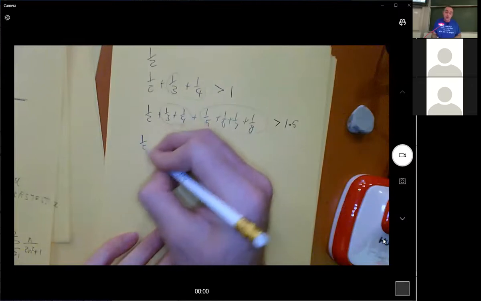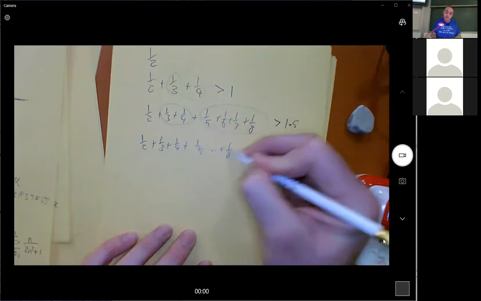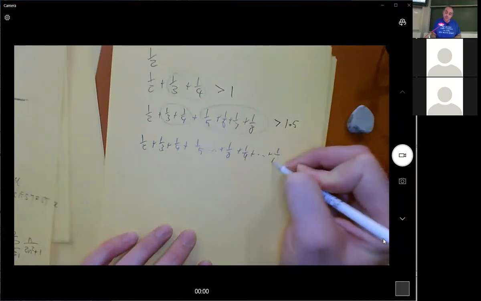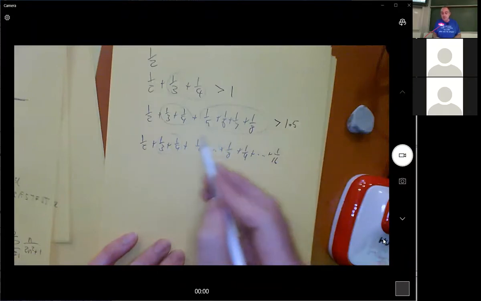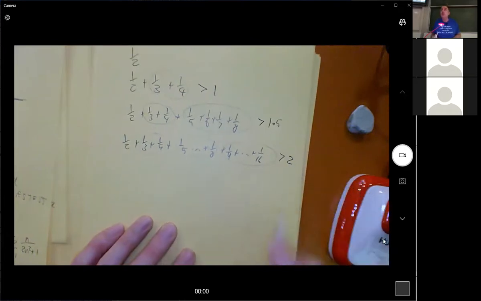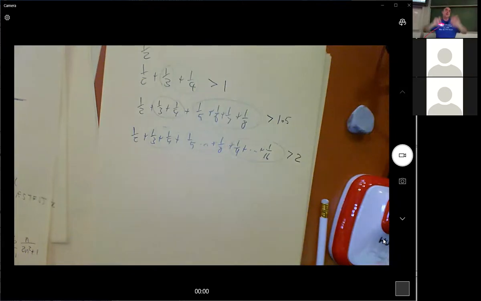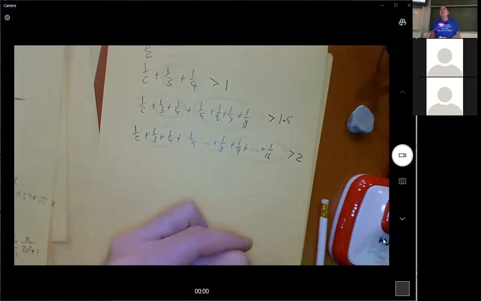And if I go a few more running totals down the line, this bit's more than a half, this bit's more than a half, this bit is also more than a half. And so I get it being greater than 2. So no matter which number I think of, I can always make the running total long enough to get past that number. And so the harmonic series definitely diverges because the running total can be made as big as I want. And it's really hard to tell which series are going to do that.